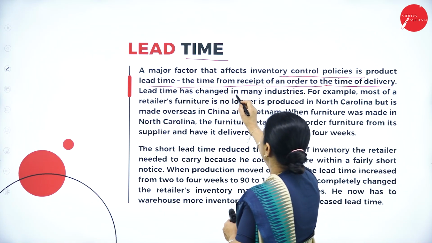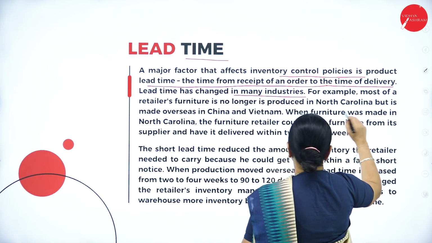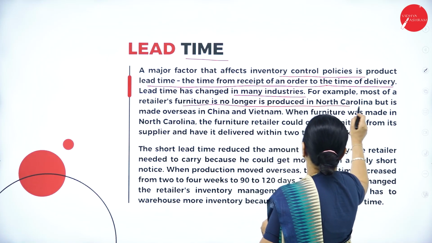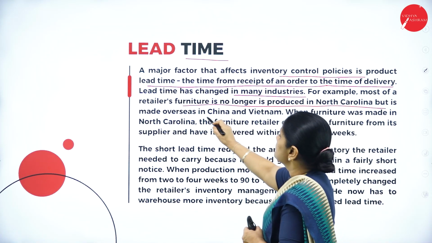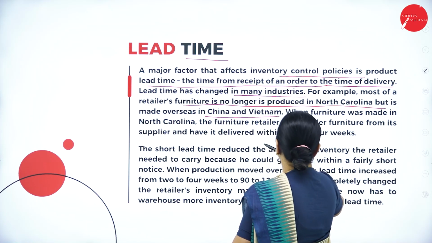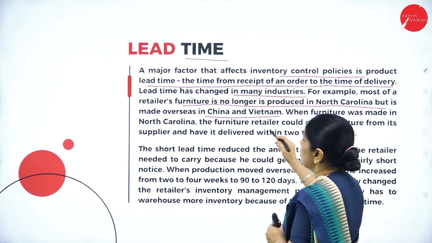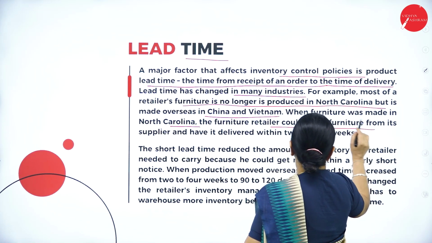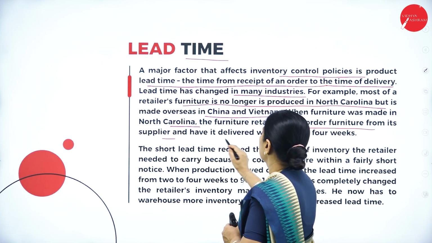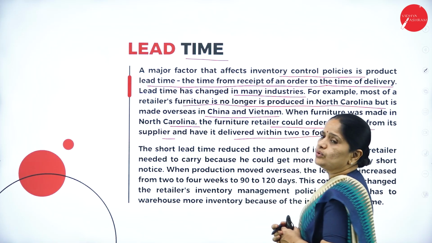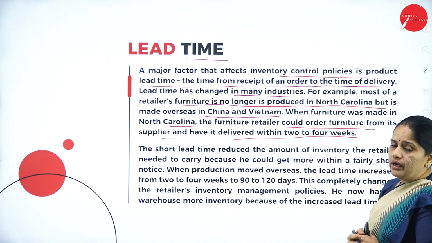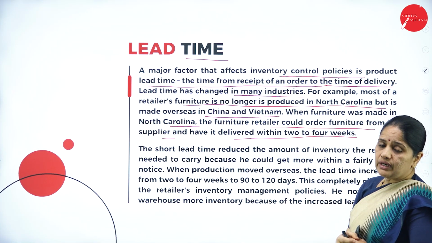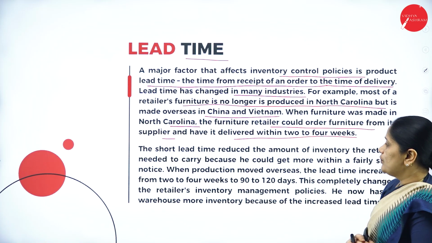The lead time has changed in many industries. For example, most of the retailers' furniture is no longer produced in North Carolina but is made overseas in China and Vietnam. When furniture was made in North Carolina, the furniture retailer could order furniture from its supplier and have it delivered within 2 to 4 weeks. So in this kind of retail furniture business, they could deliver it within 2 to 4 weeks.